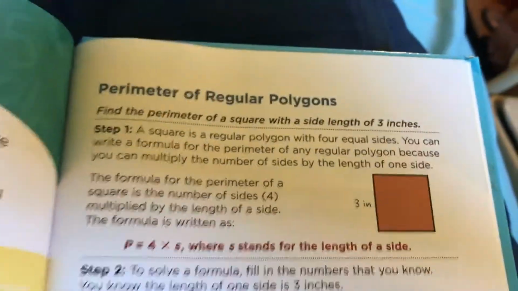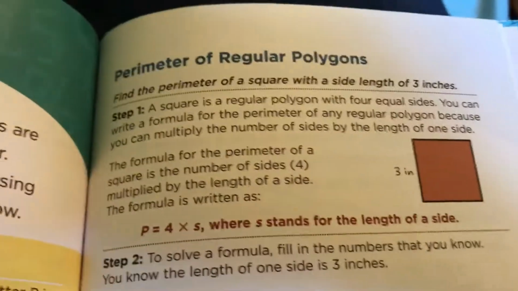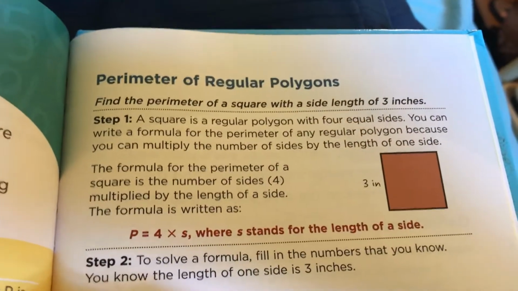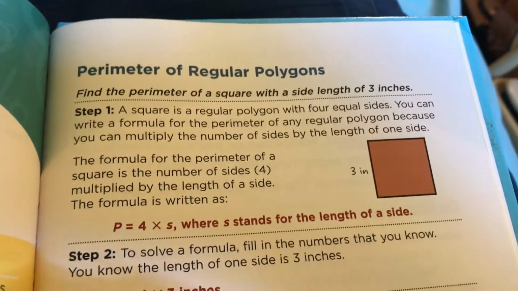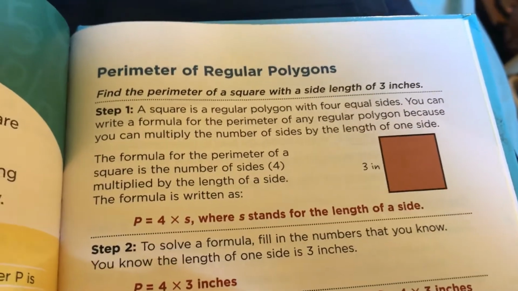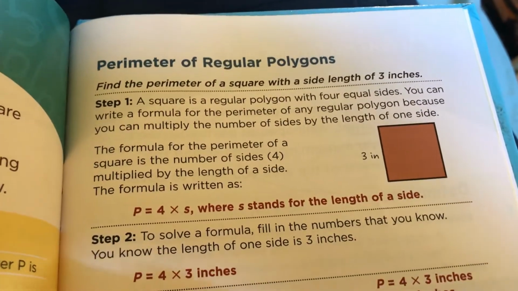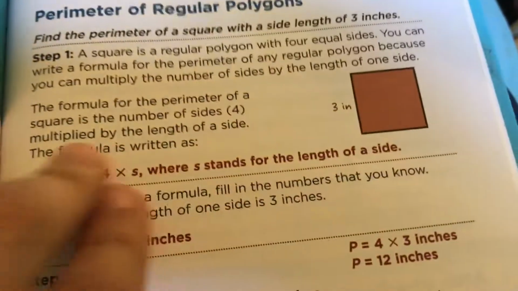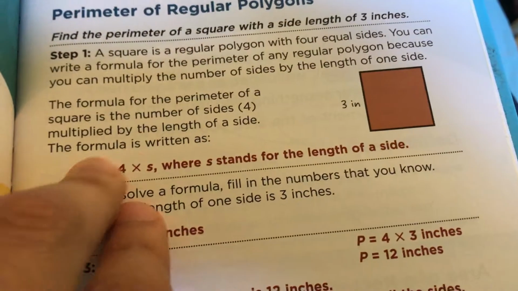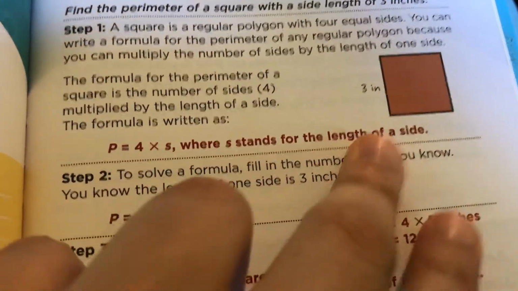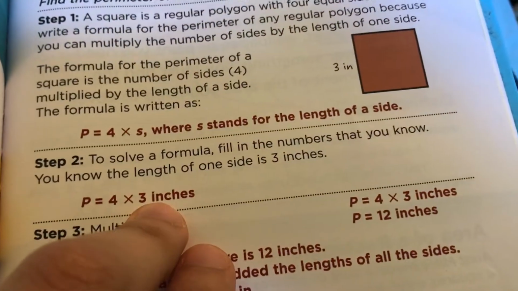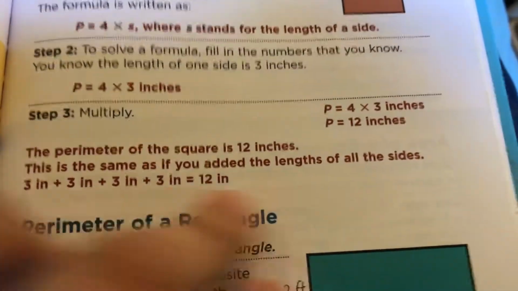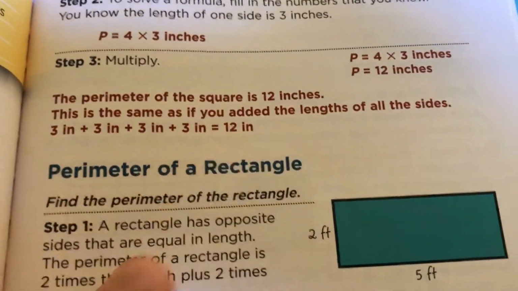Perimeter of regular polygons. Find the perimeter of a square with a side length of 3 inches. Step 1. A square is a regular polygon with 4 equal sides. You can write a formula for the perimeter of any regular polygon because you can multiply the number of sides by the length of one side. The formula for the perimeter of a square is the number of sides, 4, multiplied by the length of a side. So 4 times s. Okay, so 4 times 3. That's how we can find it. Multiply: 12. The perimeter of the square is 12 inches.